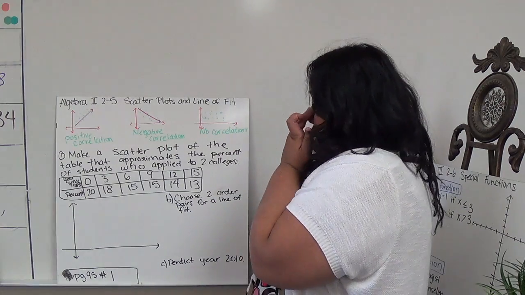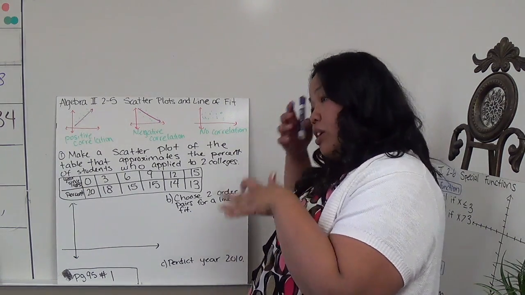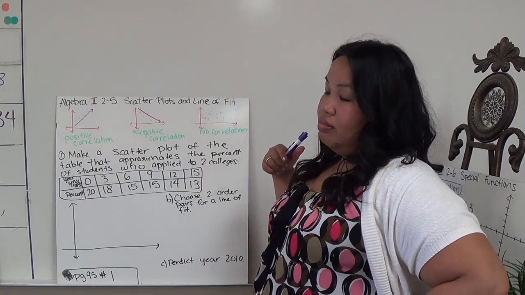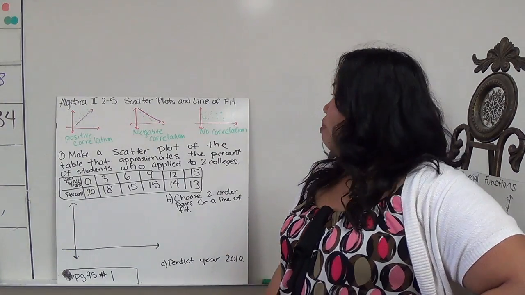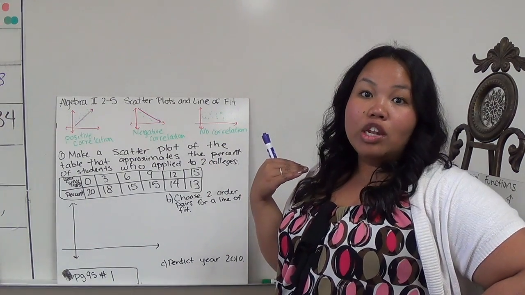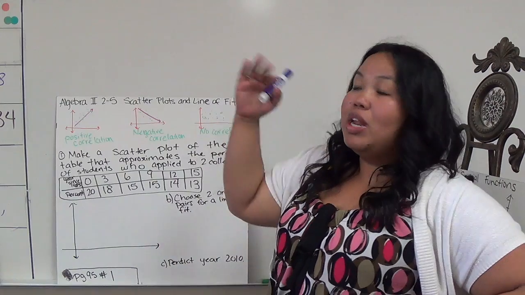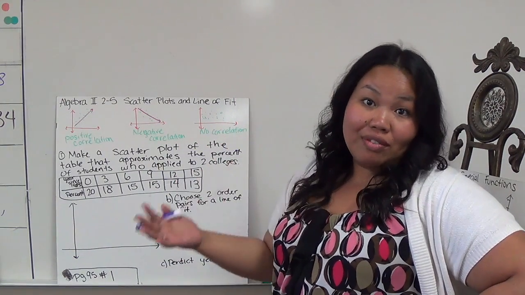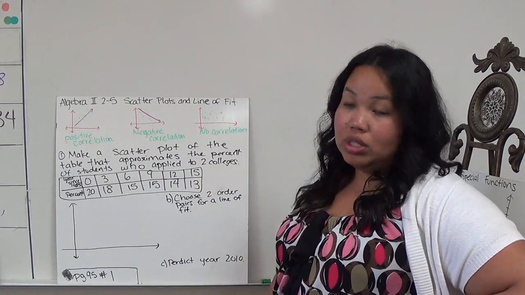Negative correlation is basically as one gets bigger, the other one gets smaller. I really can't think of an example, but as time goes on, and you have less and less money, like the amount of money you have in your savings, the more you spend, the less you have in savings. So basically that's a negative correlation.